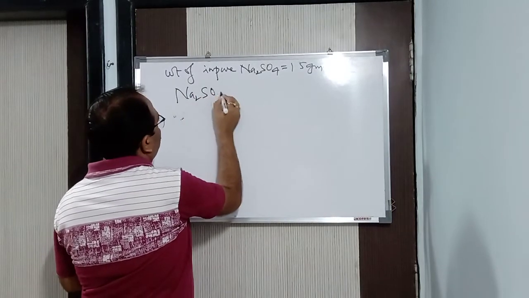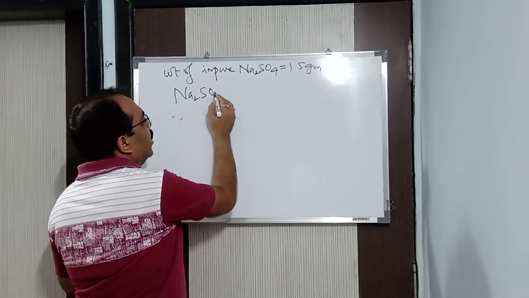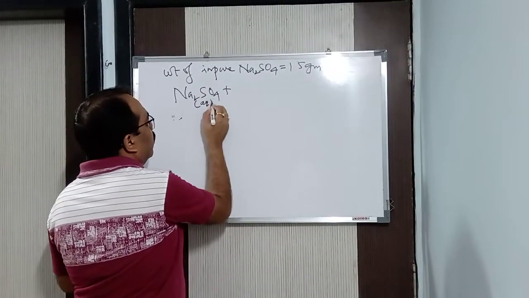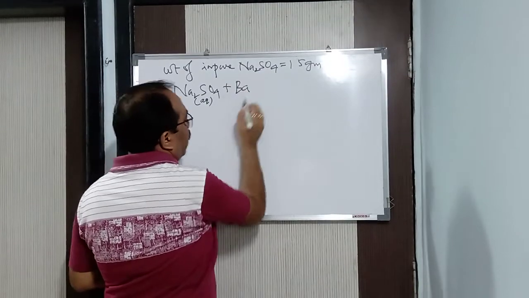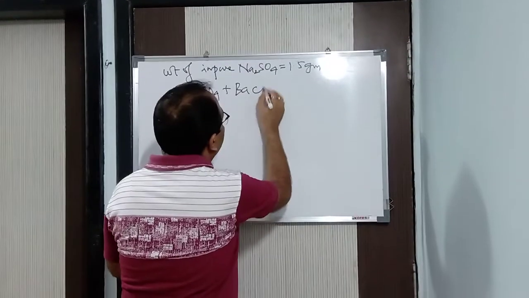So Na2SO4, I have reacted with water. When I am going to treat with water, nothing is going to happen. It is going to dissolve in it. That's it. Alright. You can write aqueous. Was treated with excess of barium chloride solution, BaCl2.